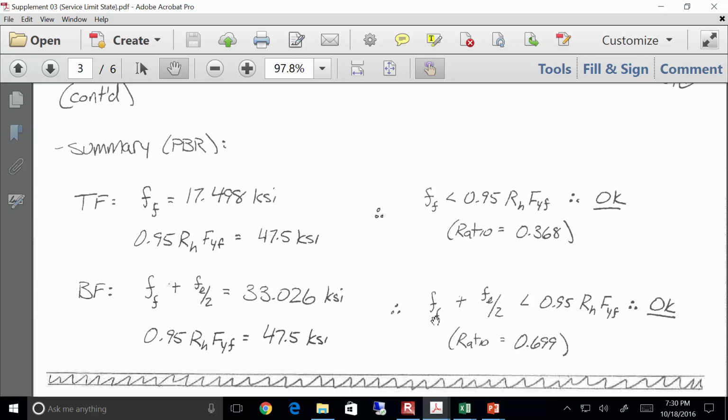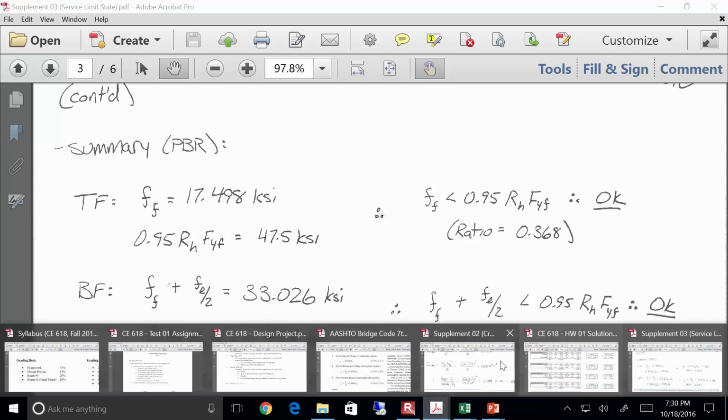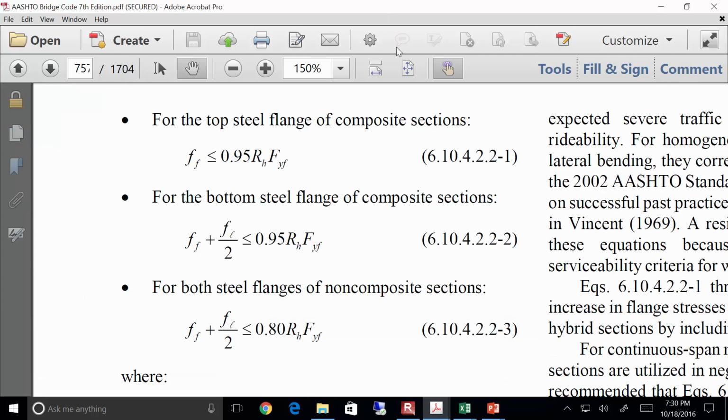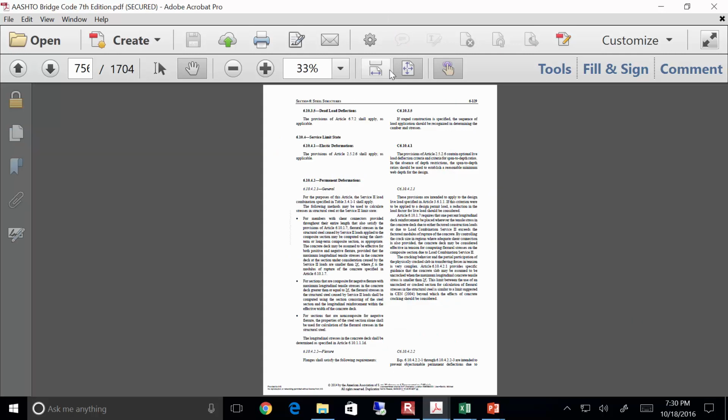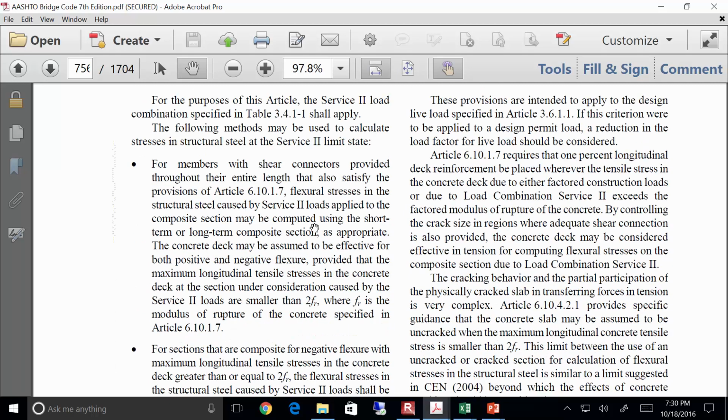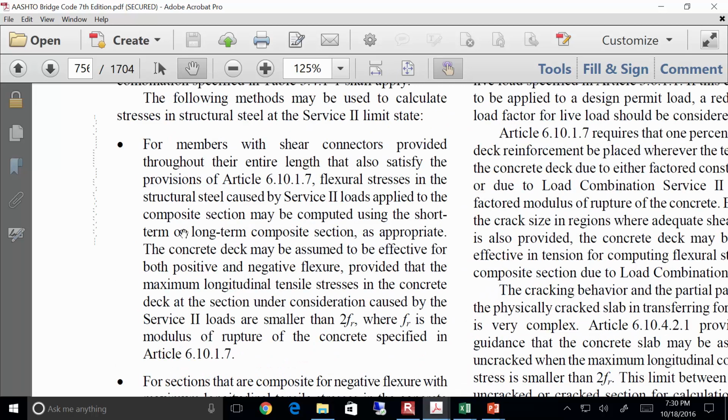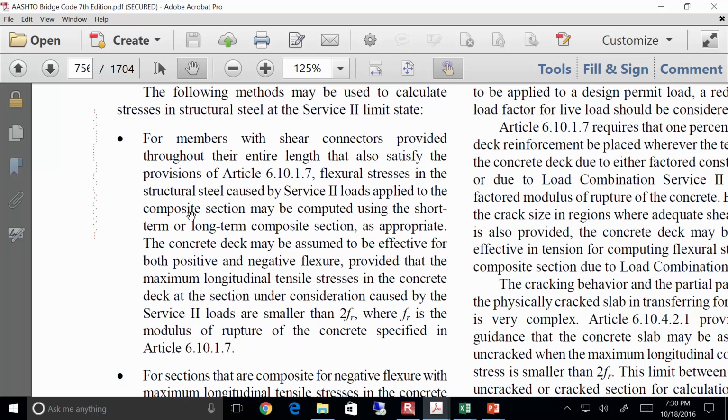Now, negative bending region. Before we talk about the negative bending region, remember I said I was going to go back to these bullet points? Remember that? Those bullet points. Let's read through those bullet points. Let's take our time with it. Okay. So the following methods may be used to calculate stresses in the steel at the service two limit state.